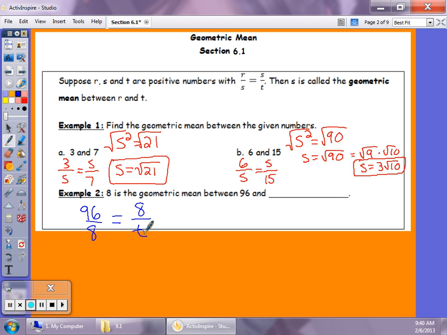So using the properties of proportions, if we cross multiply, we're going to get 96t is equal to 64. And then if we solve our equation and divide by 96, we're going to see that t actually equals 64 over 96. So if we simplify 64 over 96, we're going to actually see that t is equal to 2/3. So in this case, 8 is the geometric mean between 96 and 2/3. It is okay to get fractions and to get radicals as either the geometric mean or the numbers that represent r and t.